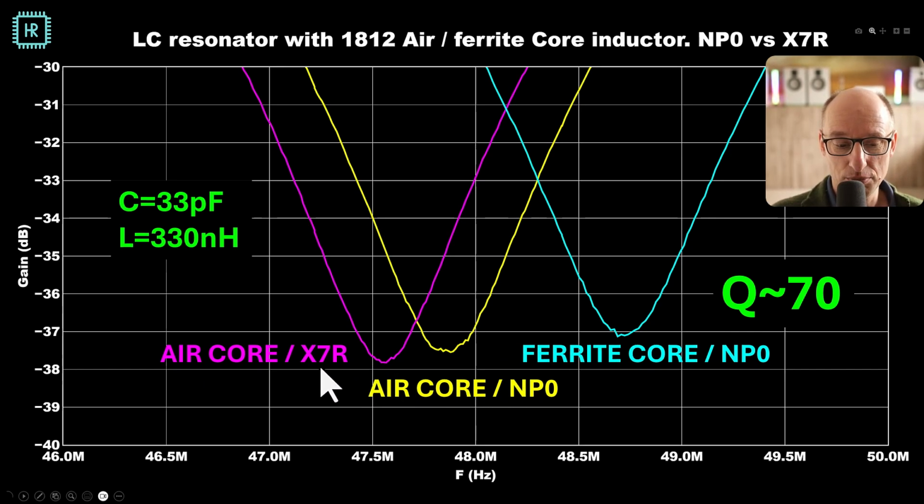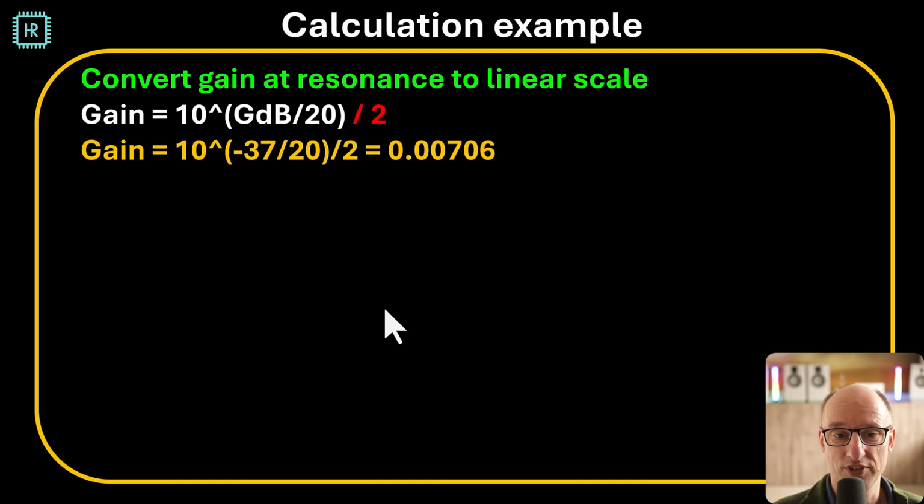Now you can see that NP0 and X7R don't really make a lot of difference here. X7R should be far worse than NP0, so apparently the inductor is the limiting factor here. Now let's see how you can calculate this.